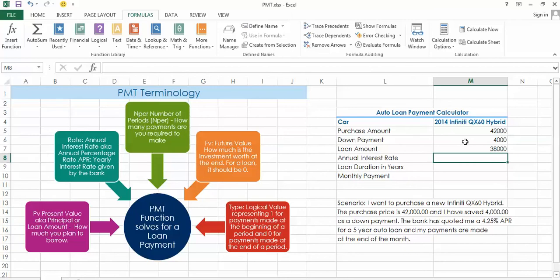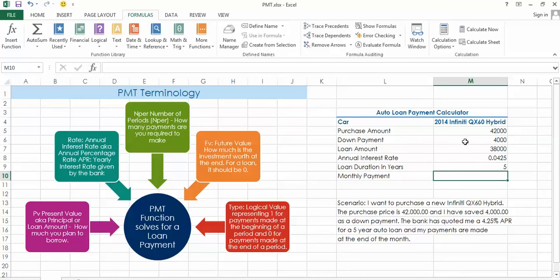The annual interest rate given to me by the bank was 4.25%. But just remember that a percent is essentially a decimal, and so we're going to enter this in as 0.0425 rather than 4.25. And then our loan duration in years is 5 years for our auto loan. And so now we're going to figure out the monthly payment.